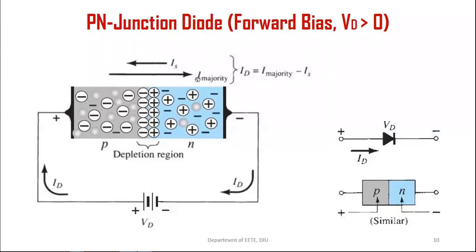And we know that the majority carriers are more numerous, so the current will also be bigger. So what about minority carriers? The minority carriers will also flow because there is no depletion region. You see these two small electrons, this electron will also flow from P to N.